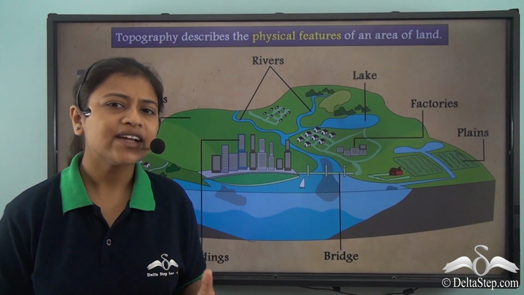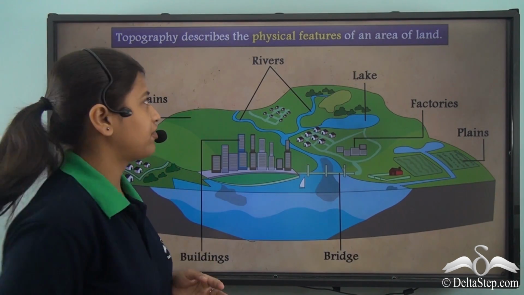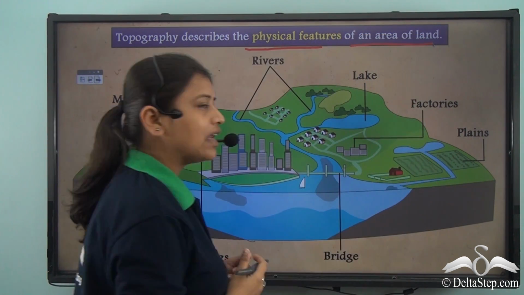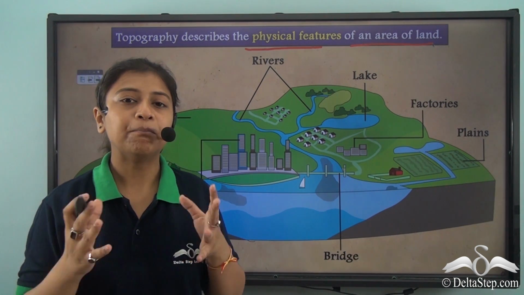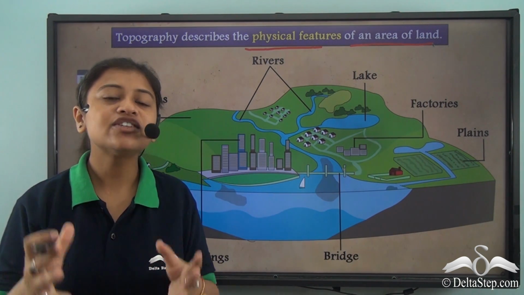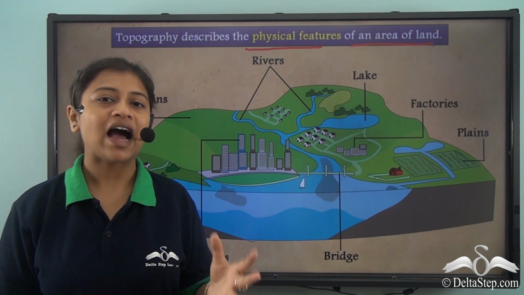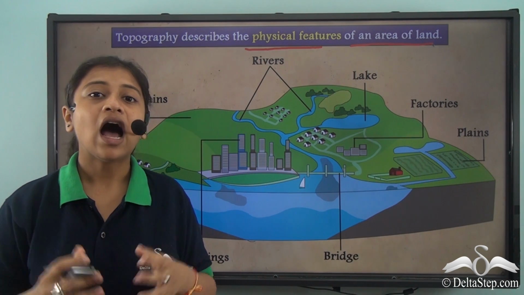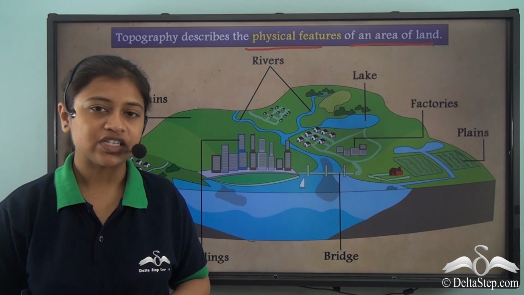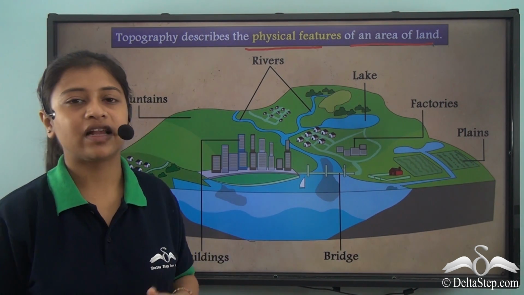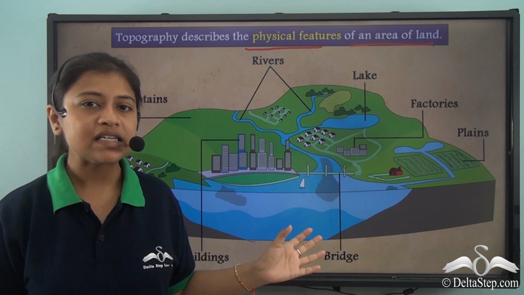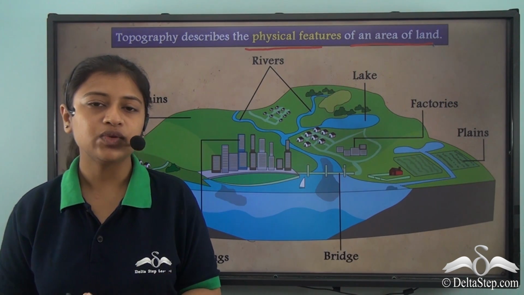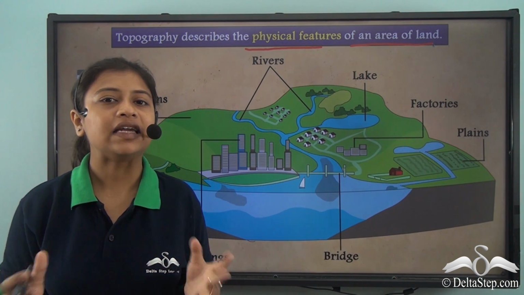So how do we define topography? Well, topography describes the physical features of an area of land. So topography mainly refers to the natural formations like mountains, valleys and rivers that appear naturally on the Earth's surface. However, other physical features like the man-made features like bridges, roads, buildings, etc. that are created by man may also be included within a topography of any area.